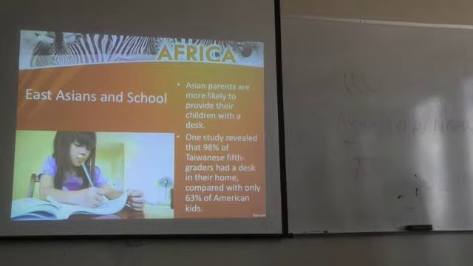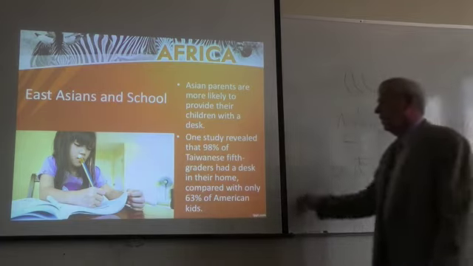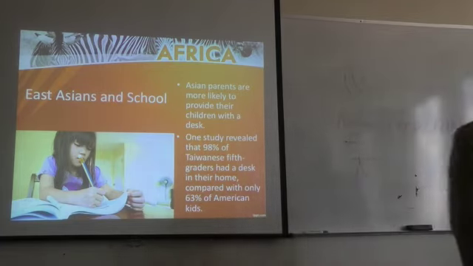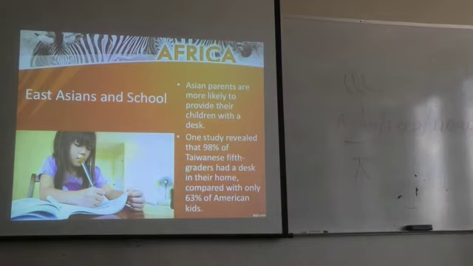One study revealed that 98% of Taiwanese fifth graders had a desk in their home, compared with only 63% of American kids. This is really important. This is the place where you do your work. And in Taiwan, of course, no matter if that's the only piece of furniture in the house, the kid has a desk to sit down and do their homework.